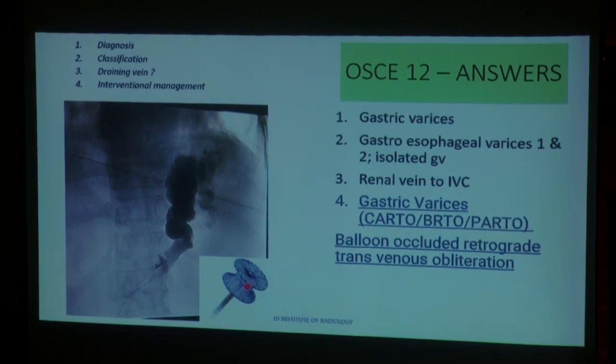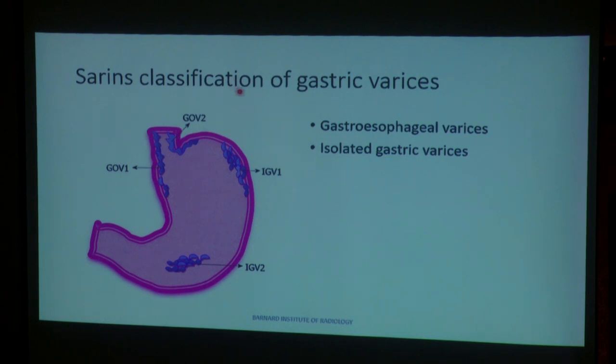So this is the plug, which is called the Amplatzer plug, and you can see it on the X-ray, this disc and the inner balloon shaped. So this is partially occluding the vein, and then you pass your catheter up and inject whatever you want, the sclerotherapeutic agent.